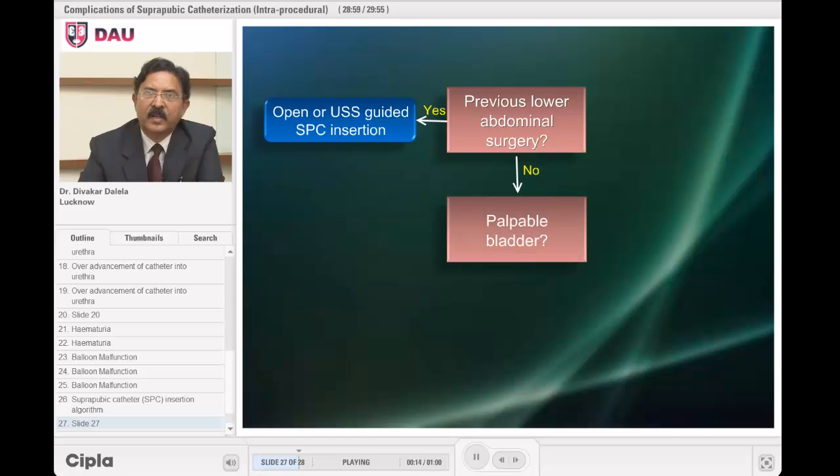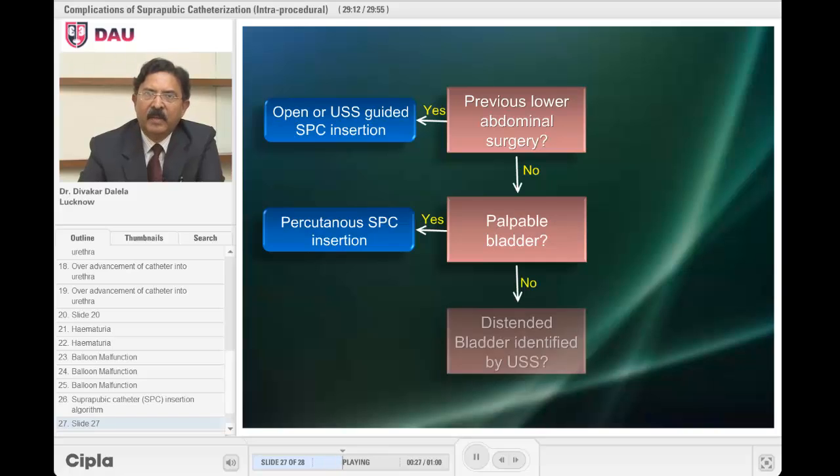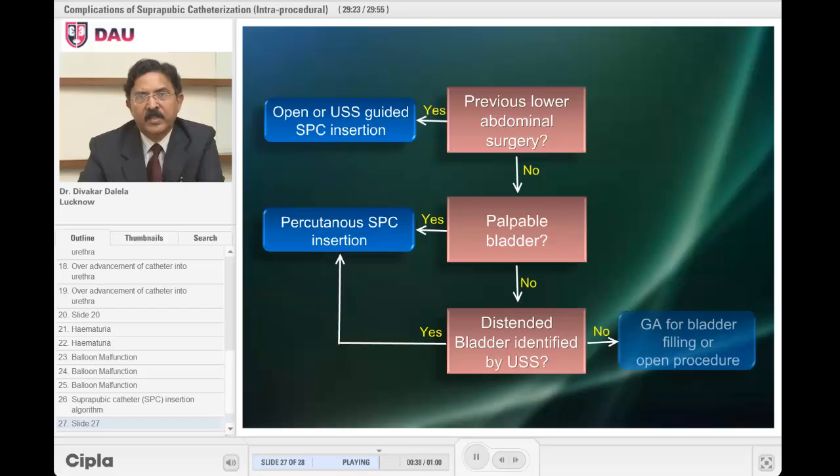But if there is no scar, no previous surgery, then you palpate the bladder. If you can palpate the bladder, then only you proceed with the percutaneous SPC technique, the trocar cystostomy technique, as I am calling it again and again. But if you cannot palpate the bladder, either you distend the bladder again or you do an ultrasound method. If you can distend the bladder again, you do this by the percutaneous technique. If you cannot distend the bladder again, please use either an open procedure or anesthesia.